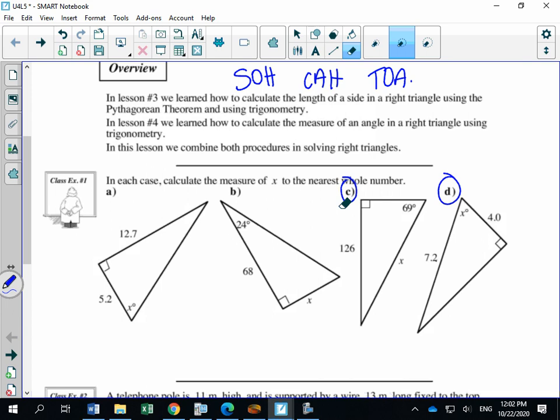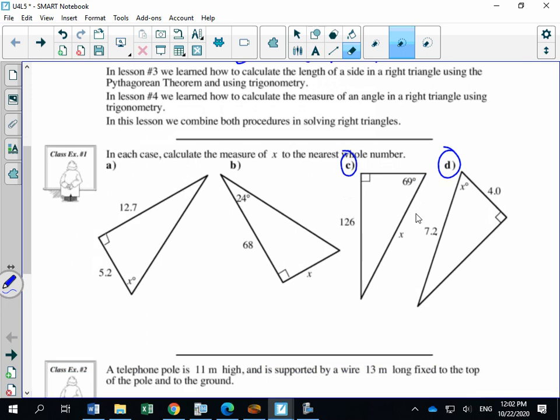Start with triangle C. They give you an angle. Give that angle a set of eyeballs. This is going to be a review of yesterday. So 69 degrees is my given angle. You label according to that given angle. 126 would be my opposite. Across from the 90 degree would be my hypotenuse, by default adjacent.